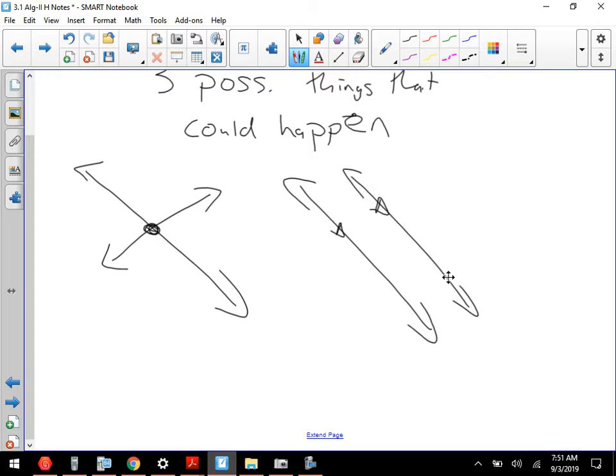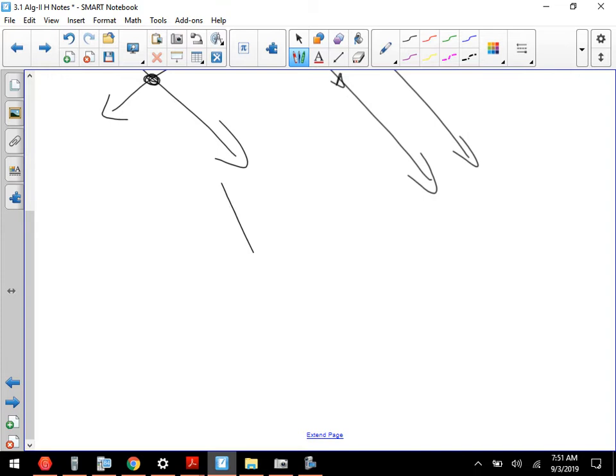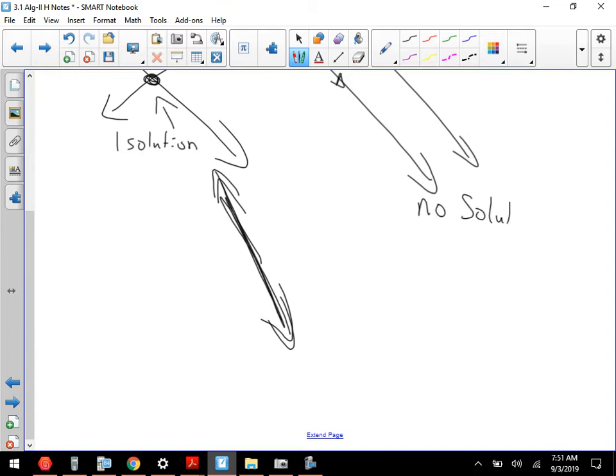And the last one you could get is when they become the same line, which means how many solutions? The answer is infinite solutions. So we can have one solution when they intersect, no solution because they're parallel, and infinite solutions.